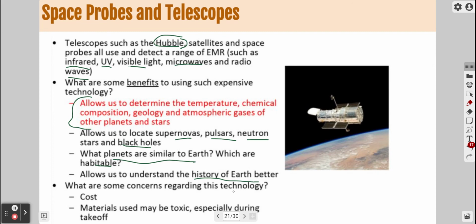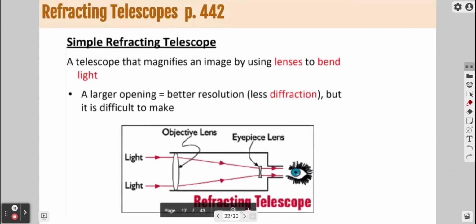Now, some of these technologies are very expensive, and because of that expense, only certain countries are able to actually set up and put these space probes and telescopes into space. Also, there are materials that might be toxic during takeoff. Also, just recently in the news, we've seen pieces falling off or coming out of orbit, and not knowing exactly where those are going to land can be a problem as well.